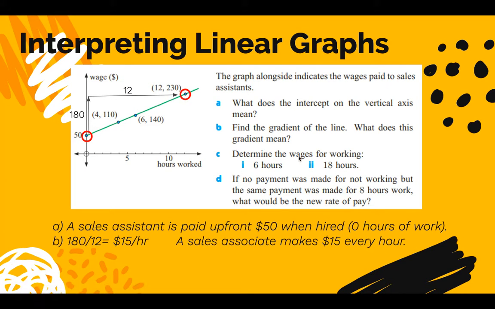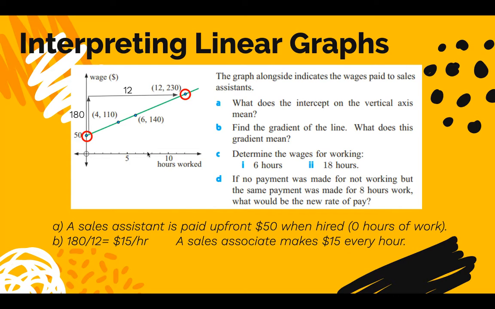Next question: determine the wages for working 6 hours and 18 hours. Well, you could look at the graph and see when x is 6, so when the hours is 6, the y value, the money, is $140. So they make $140 after 6 hours. To find out what they make at 18 hours, we don't see that on the graph. We would have to extend the graph to see that. So what we actually need to come up with is an equation and substitute 18 hours into the equation to find the money we earn.